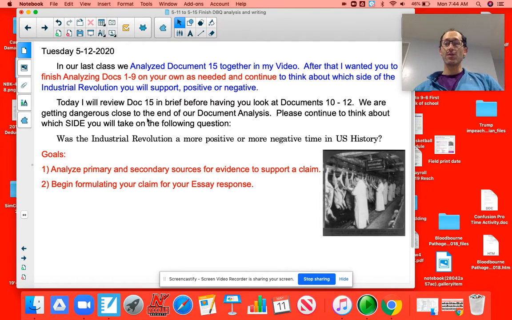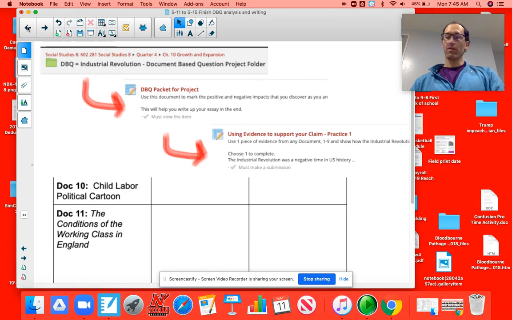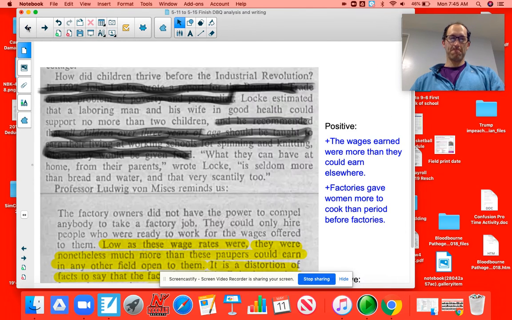We are getting dangerously close to the end of our analysis here of our 15 to 18 documents. So please continue to think about what stance you're going to take on this very question. Was the Industrial Revolution a more positive or a more negative time in U.S. history? Let's go back and review document 15 very quickly.